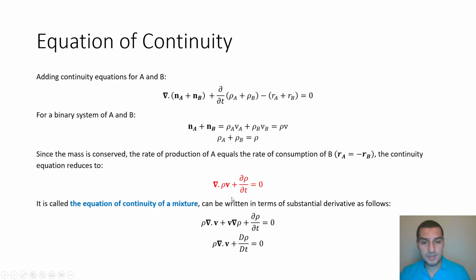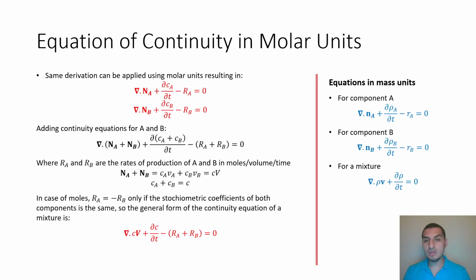This term can be expanded using the expansion rule that we mentioned in the previous video. So it's going to be rho del dot V plus V del rho, and these two terms are the total derivative. We can put them together as the total derivative, and this is the reason I discussed the total derivative. I don't think we are going to use it anymore, but this is just to mention it. So the equation is valid for the mass units, and it's valid also for the mole units.